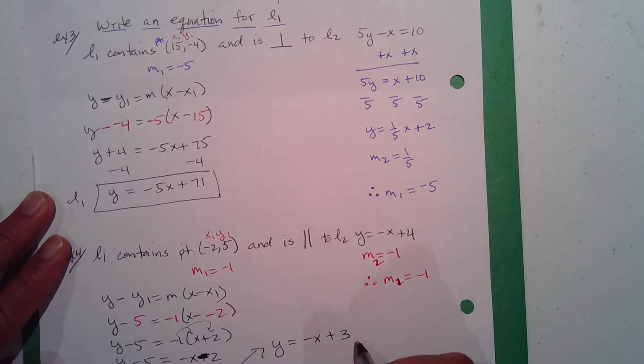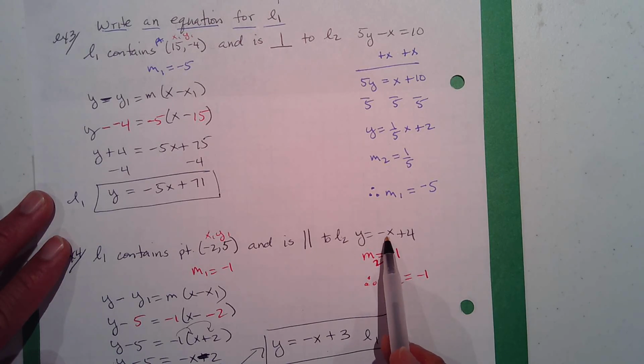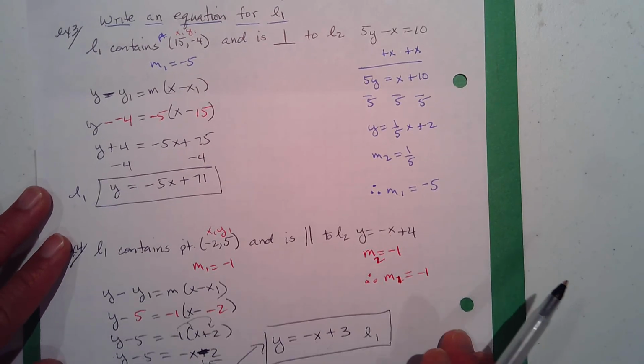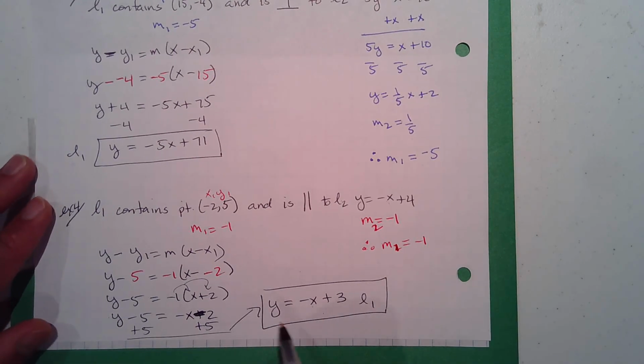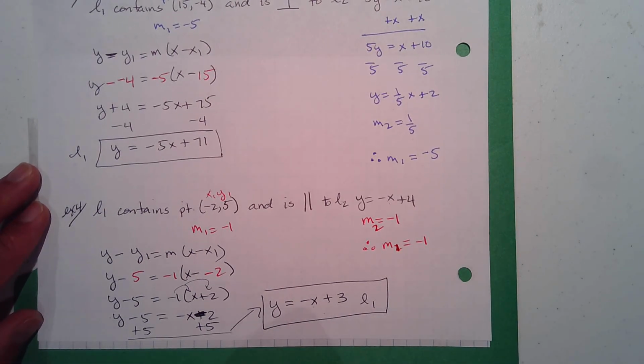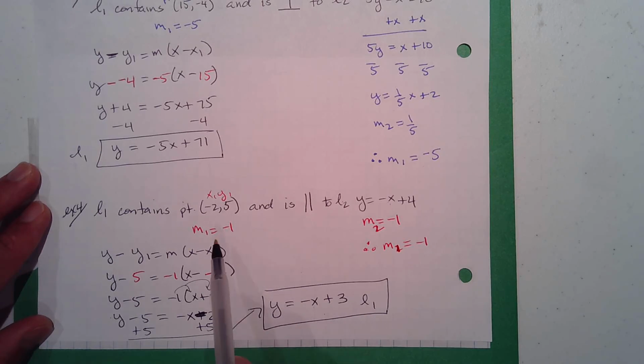Okay, so here is line 1. And if we compare it to line 2, you'll notice that the slopes are the same, therefore they're parallel. So again, in order for us to find a linear equation, you need a point and a slope.